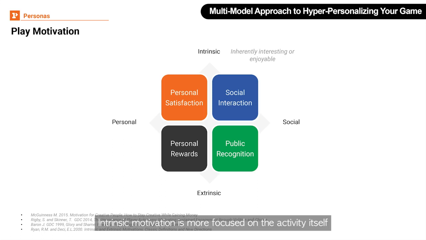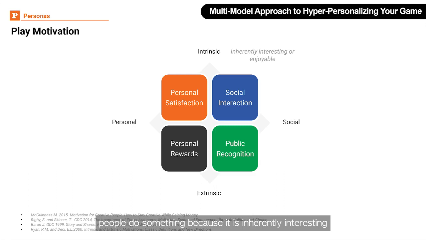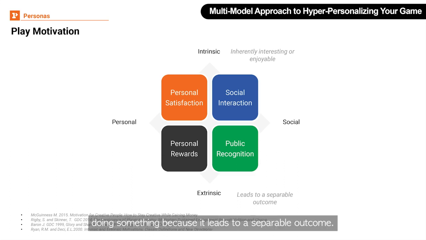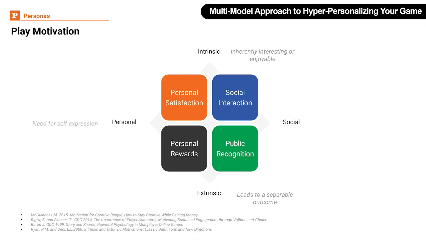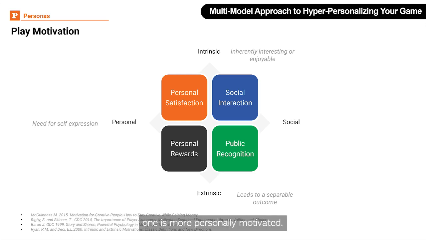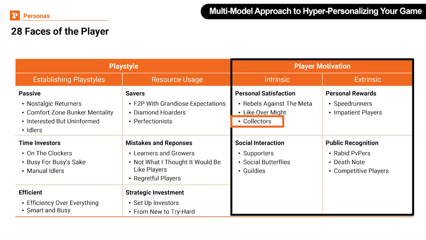Intrinsic motivation is more focused on the activity itself. People do something because it is inherently interesting or enjoyable. On the other hand, extrinsic motivation refers to doing something because it leads to a separable outcome. When a person is more in need of self-expression or subjectivity, one is more personally motivated. On the other hand, when other people's opinions or judgments matter to a person, they are more interpersonally motivated. And these divide player motivation into 4 parts.